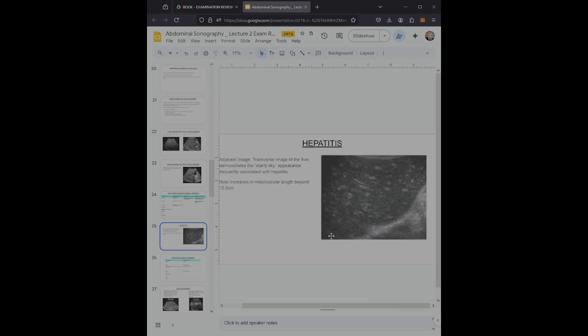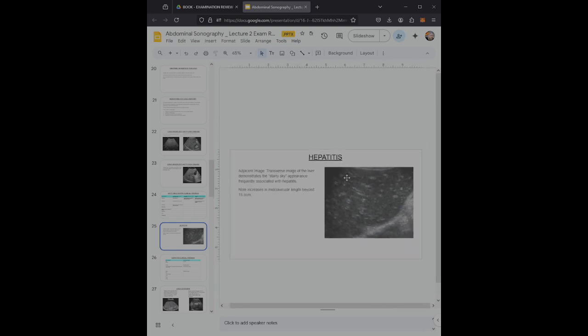So this is the starry sky sign that we had talked about earlier, and hepatitis is inflammation of the liver, and it can ultimately lead to cirrhosis, portal hypertension, and hepatocellular carcinoma. Hepatitis can be acute or chronic, and acute hepatitis is said to resolve within 4 months, whereas chronic persists beyond 6 months.